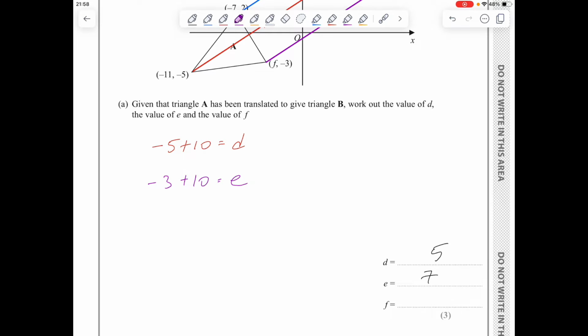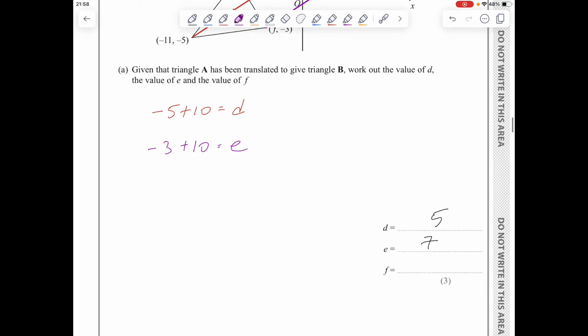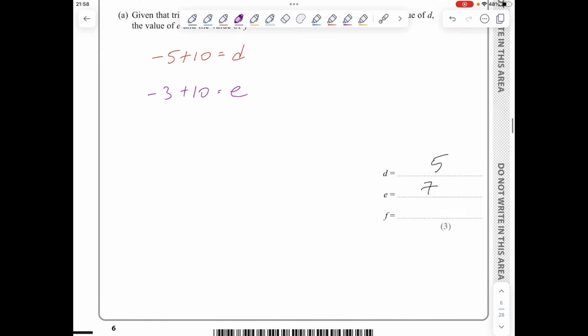And finally, considering the x-coordinates of the purple vector will give me F plus 13 units to the right is equal to 9. Let's write this down. F plus 13 is equal to 9. Solving for F will give me a value of minus 4.